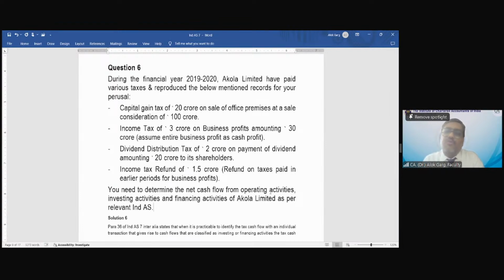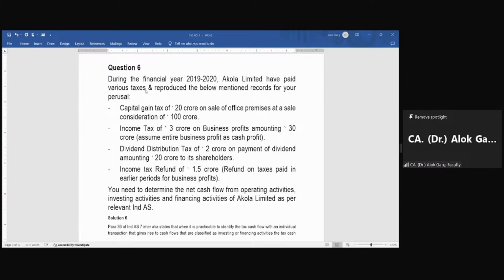Friends, do you know what is the concept this question wants to test? And here, students are making mistakes. You know what is the concept this question wants to test? If taxes belong to PGBP, then we can add this to operating activity. If taxes belong to investing activity, then it goes to investing, like here PGBP.